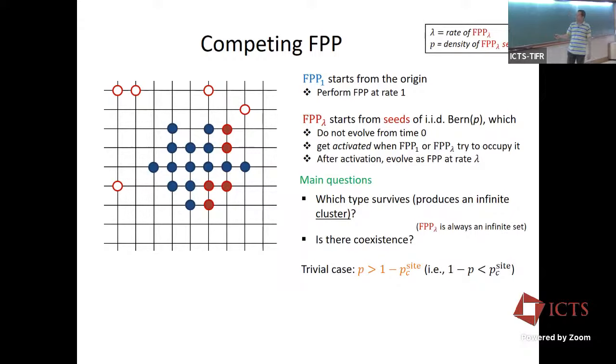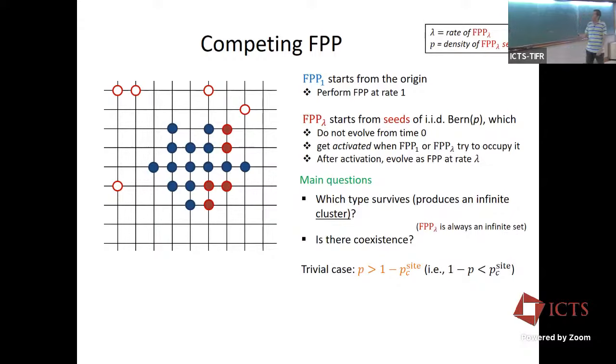And to a point where if I increase P too much, it becomes trivial. If P is bigger than 1 minus p_c^site, where p_c^site is the critical probability of site percolation on Z^d, then if you just reorganize this, put P on the other side, you get 1 minus P is smaller than p_c^site. But 1 minus P is just the density of non-seeds. Non-seeds are the places where type 1 can grow. If this is smaller than the critical probability for site percolation, type 1 is confined to a finite set at time 0. So it's trivial. Type 1 dies out, type 2 survives. We don't bother about this case. So we are restricting ourselves to P smaller than 1 minus p_c^site.